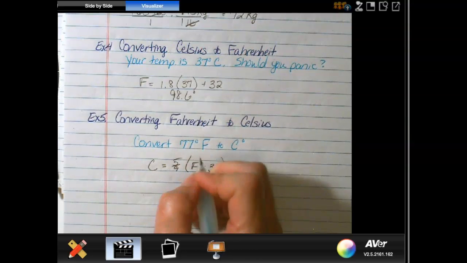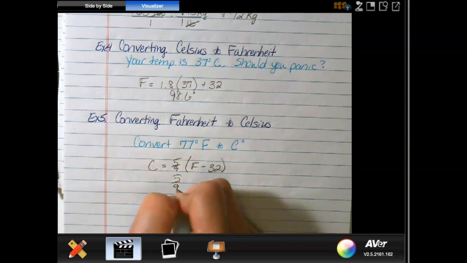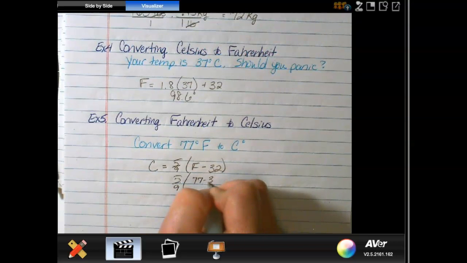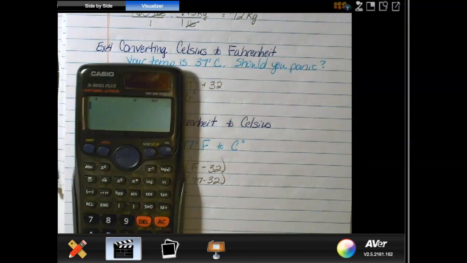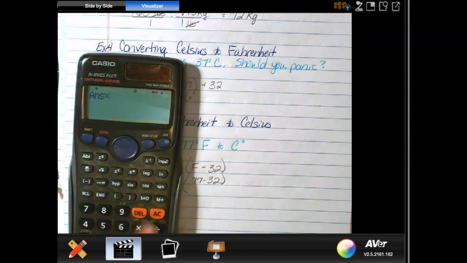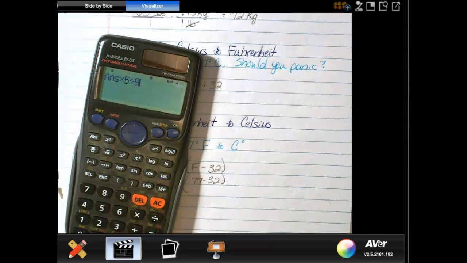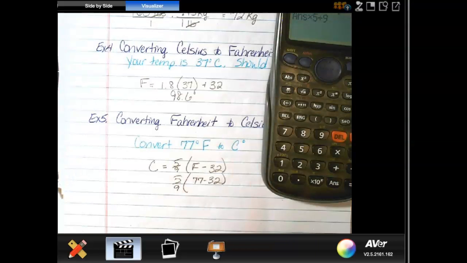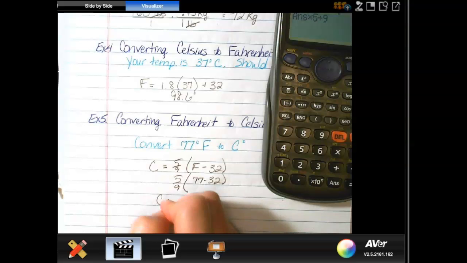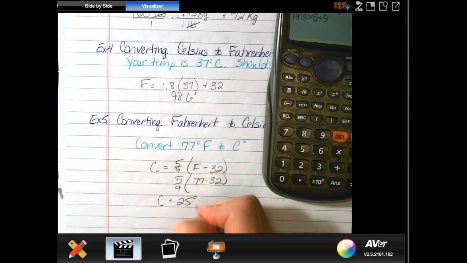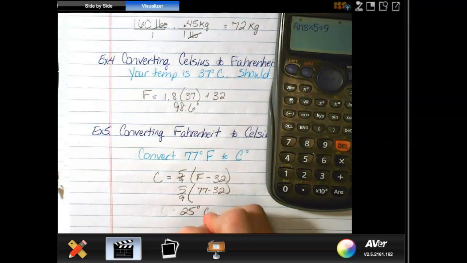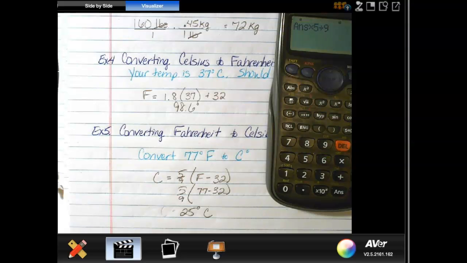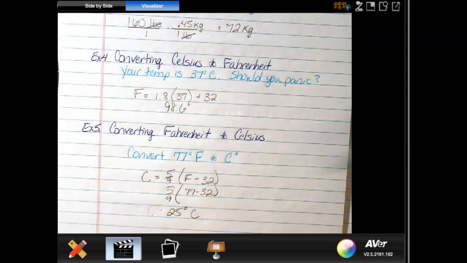So here we're going to go ahead and plug in a 77. So we have 5/9 times 77 minus 32. So we're just going to put everything in there. So 77 minus 32 is 45, times 5 divided by 9, and we get 25. So that's going to be 25 degrees. Actually, I should write that: Celsius. So 77 degrees Fahrenheit is 25 degrees Celsius.